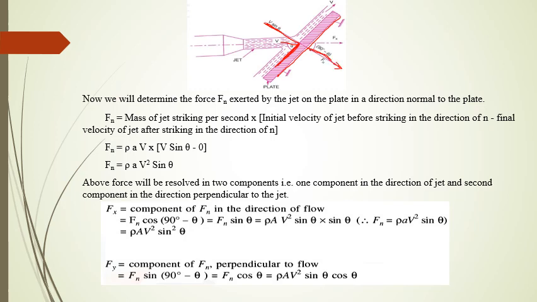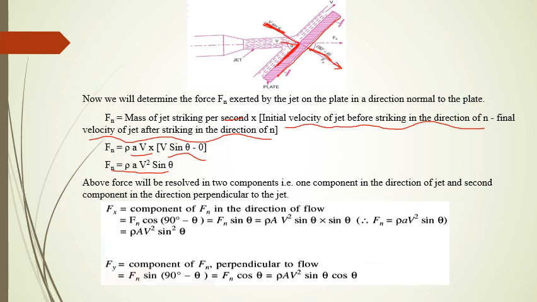Therefore, Fn becomes the mass of the jet striking per second into the initial velocity of the jet before striking in the direction of n minus the final velocity of the jet after striking in the direction of n. Before striking, the initial velocity of the jet is v sin theta. Final velocity is 0. Substituting the values, Fn becomes rho a v into v sin theta minus 0. Simplifying this, we get Fn equal to rho a v square sin theta.